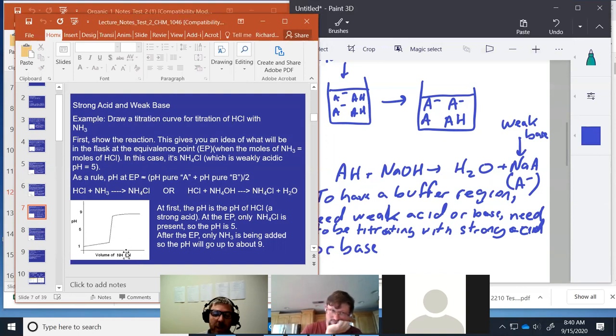So again, that's a weak base down here. So we're not expecting a buffer region. We can only ever get a buffer region if we're adding a strong acid or strong base to a weak acid or weak base. And that's not happening here. Does anybody have any questions about that one?